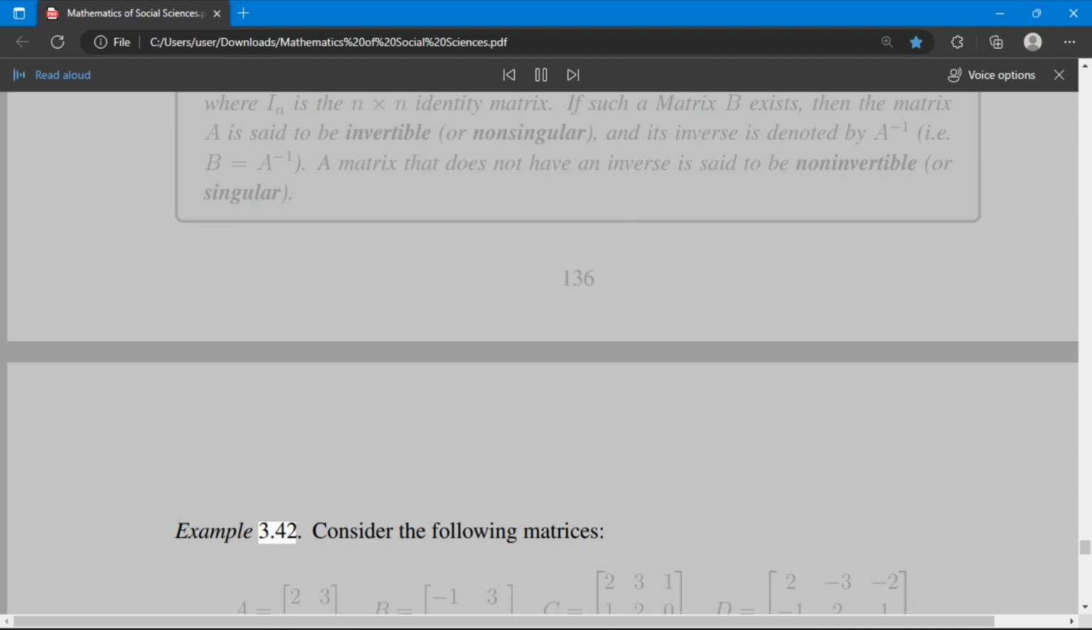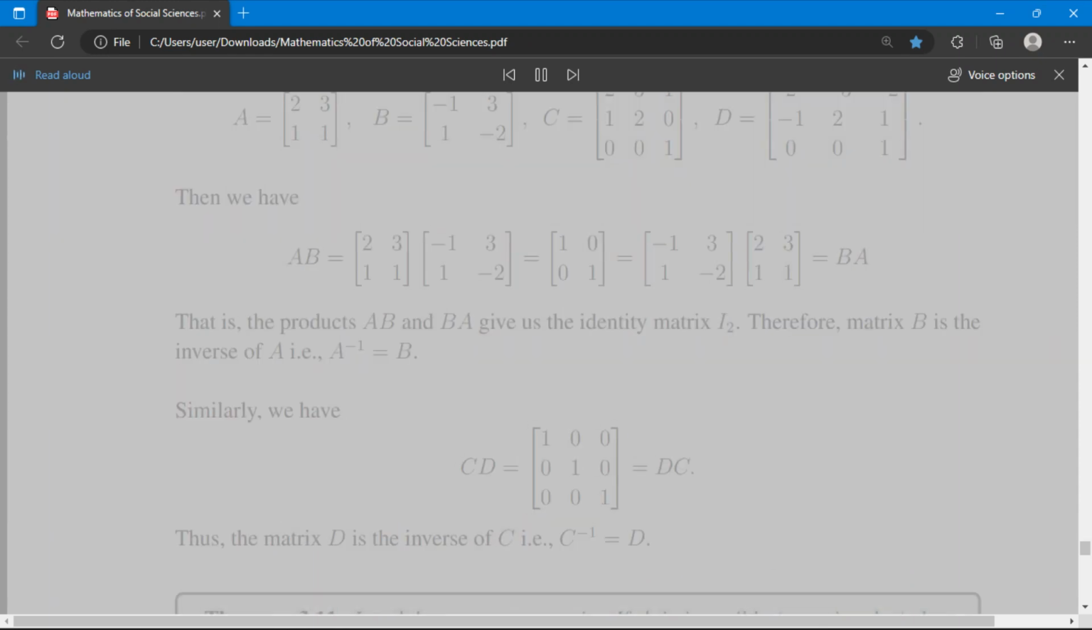136. Example 3.42. Consider the following matrices. A equals 2 3 1 1, B equals 1 3 1 2, C equals 2 3 1 1 2 0 0 0 1. D equals 2 3 2 1 2 1 0 0 1.